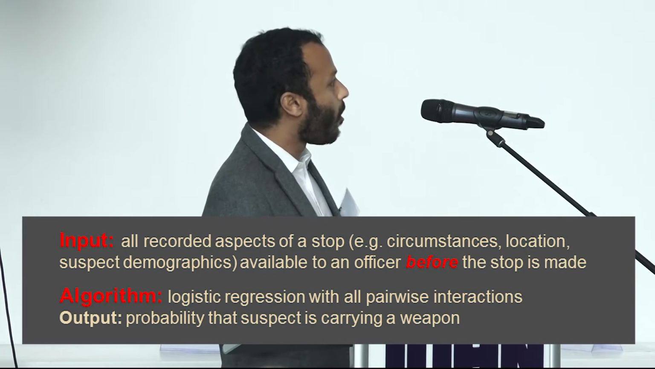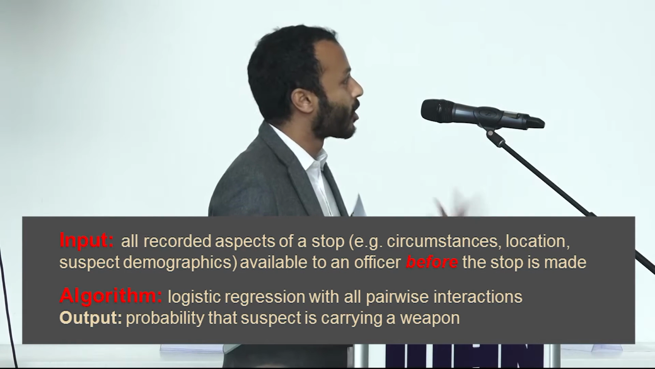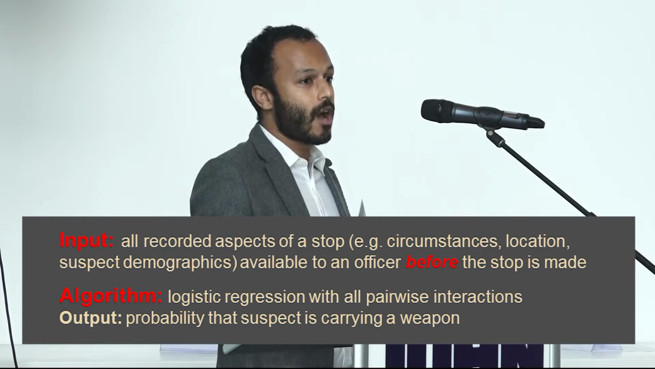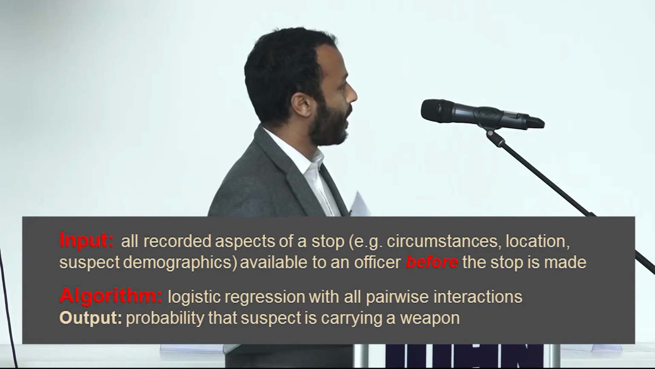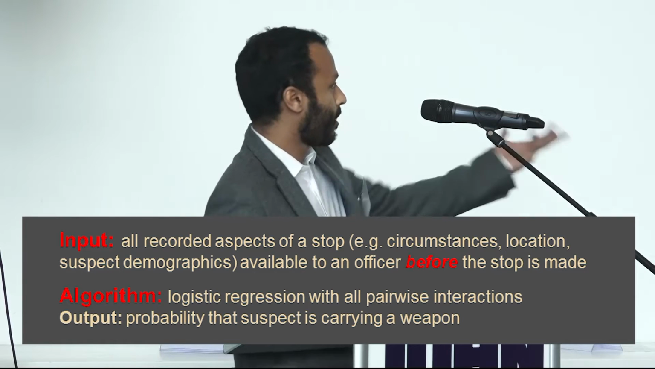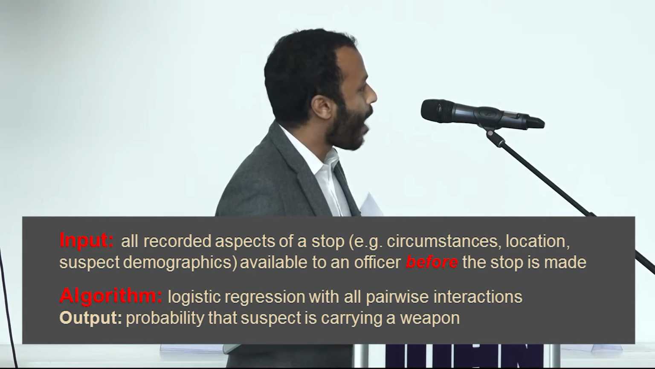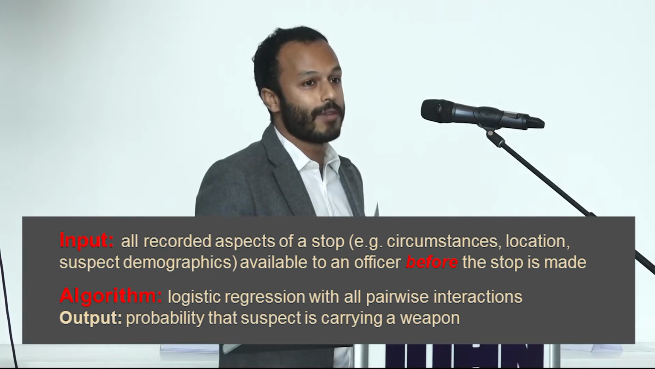So we're inputting to an algorithm all the recorded aspects of a stop: circumstances, location of the stop, and demographics of the suspect that are available to an officer before the stop is made. We put it in an algorithm, a logistic regression, and the output is the probability that the suspect is in fact carrying a weapon.